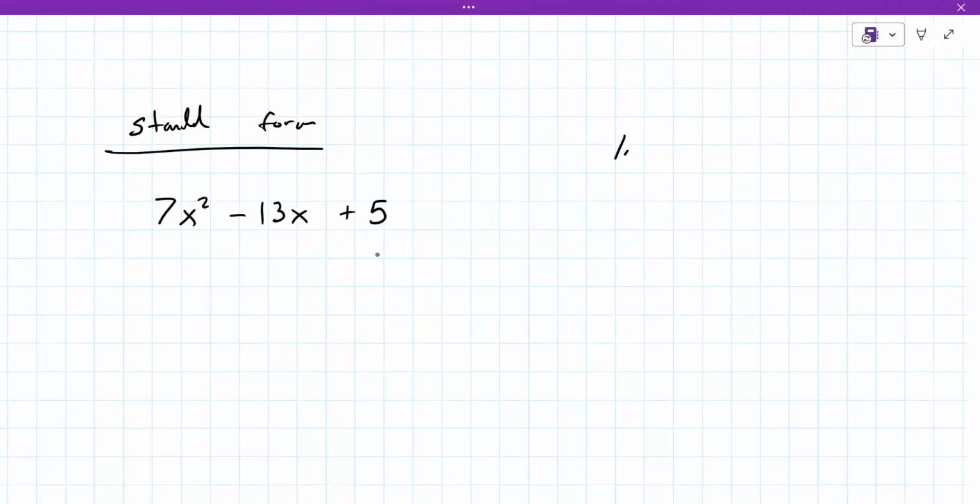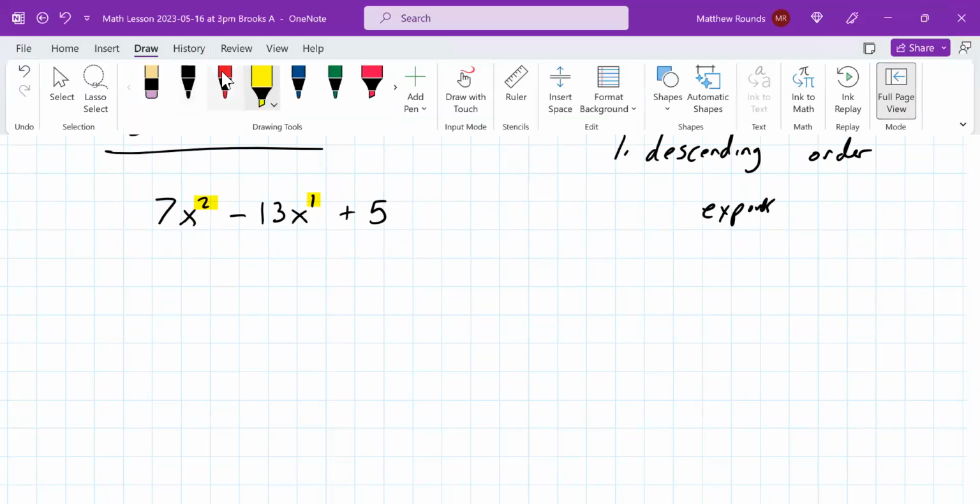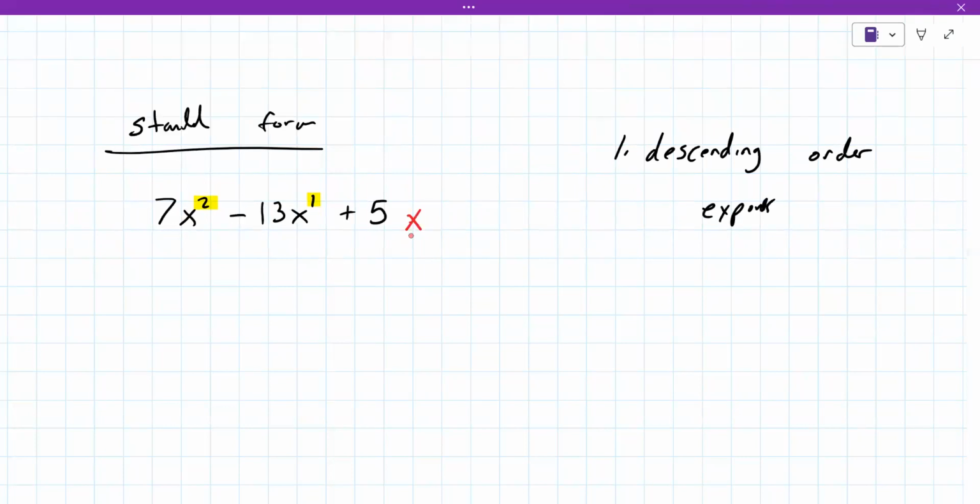The reason this is in standard form is because it's in descending order. Descending order refers to the exponents. So your focus, if I have all the exponents written, it's a 2, it's a 1. But you might ask about the 5. You're like, where's the exponent for 5? Well, unwritten is an x to the 0 power, which you don't need to know about, but that's why it's called descending order with the exponents, because there really is a 0 there. It's just not written.